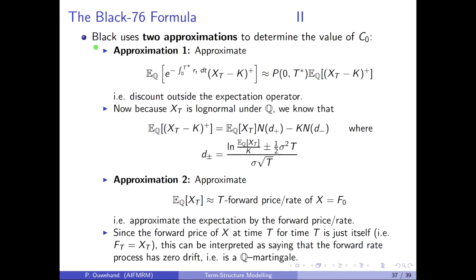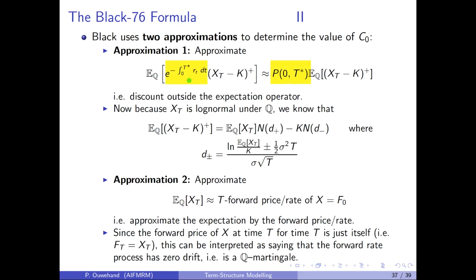Now the Black 76 formula uses two approximations to determine the value of C_0. The first approximation is discounting outside the risk-neutral expectation. In other words, we approximate the risk-neutral expectation here, which is the call price at t equal to 0, as follows.